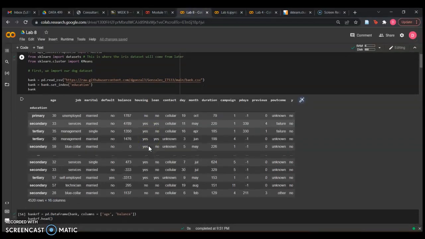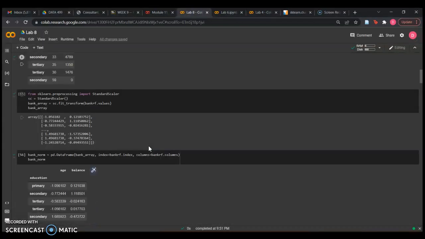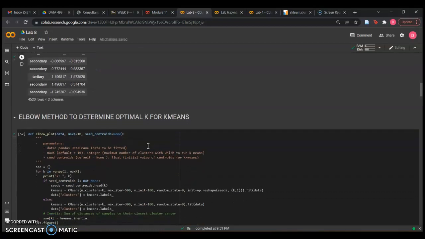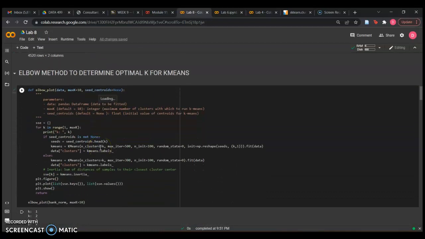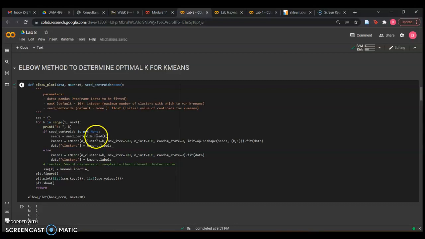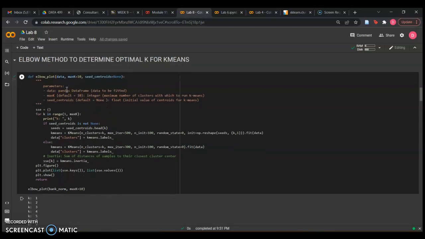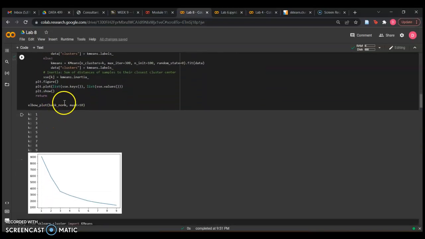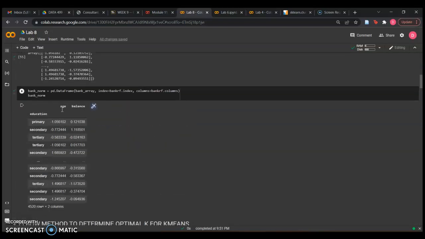Hello. So here's my lab 8 for this week. And the first thing I was asked to do is use the elbow method to determine the optimal K for K-means. As you can see right here, we're just defining that elbow plot. We go ahead and specify that we're giving it my data set's the bank, so we're going to feed it the bank norms because I normalized all those attributes in it.